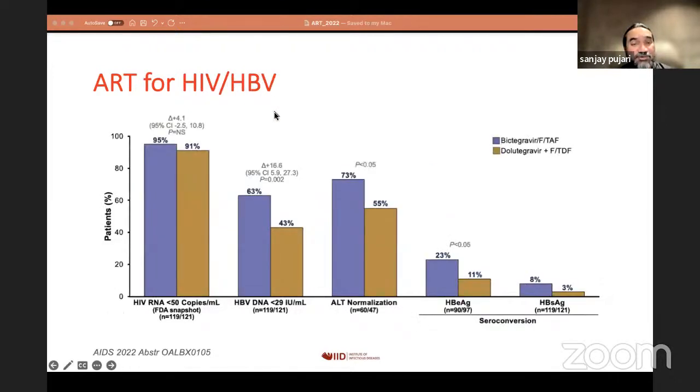For HIV HBV co-infection, a recent trial demonstrated that a combination of TAF FTC with the integrase inhibitor bictegravir versus TDF was superior. The TAF regimen was superior to TDF in terms of reducing HBV DNA, normalization of ALT, and E antigen and S antigen seroconversion. So perhaps in the HIV HBV context, you may need to look at pairing the integrase inhibitor with TAF rather than TDF.